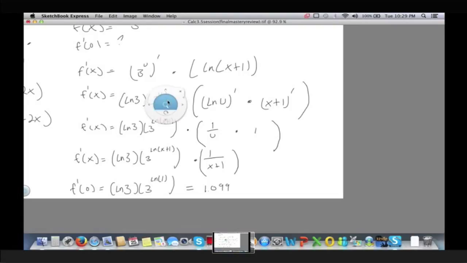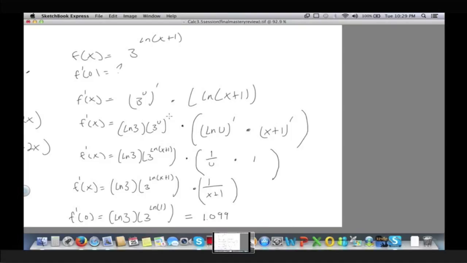Let me scroll up. Okay. Derivative of 3 to the parentheses natural log. Yeah. The natural log of x plus 1, comma x, comma 0. Okay, yep, I'm gonna get the same answer.